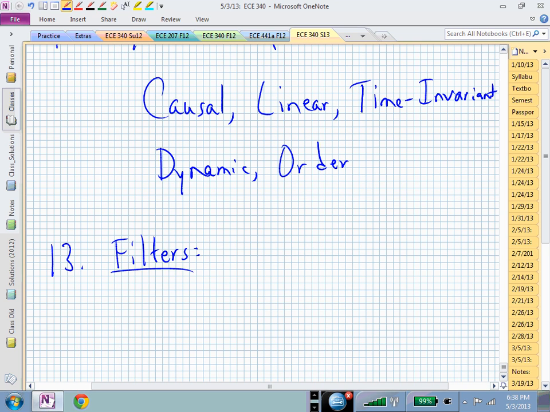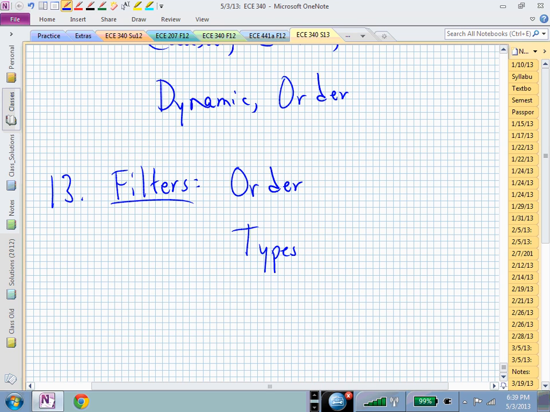Finally, let's just end with this. Filters: you need to be able to determine the order, and that's going to be influenced by how fast you need to roll off, and that could be given many different ways. You should be able to identify types of filters given some kind of transfer function. And we also talked about if we begin with a normalized filter, do you know how to frequency scale? How do you change the bandwidth?